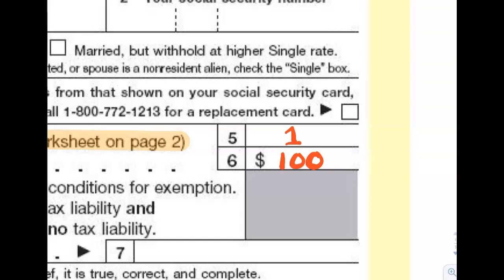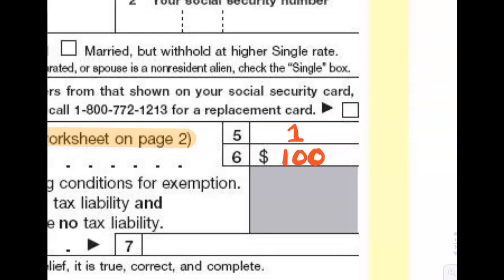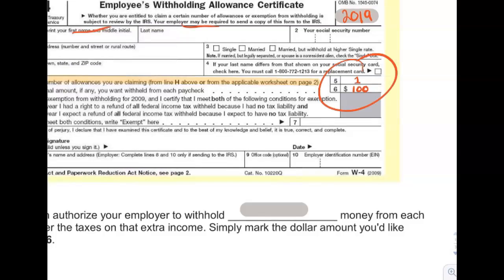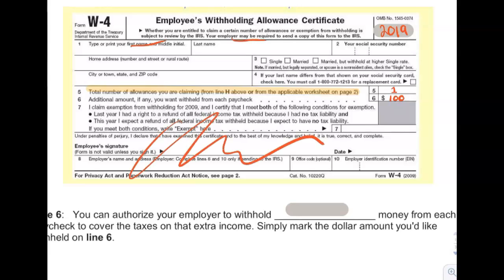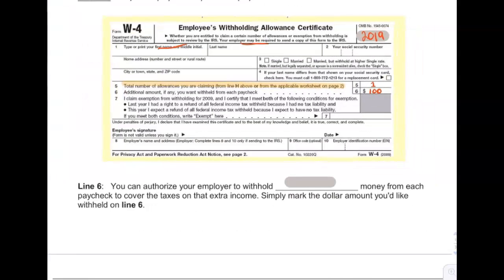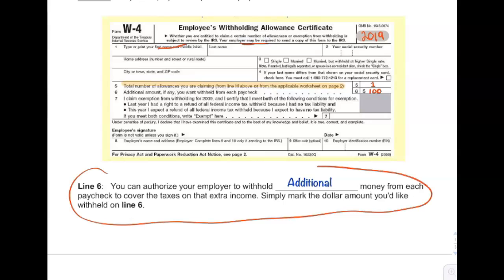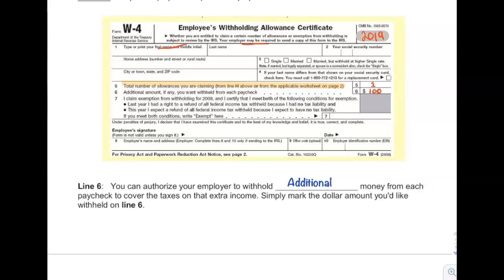And at the end of the year, which just happened, when I file my taxes, hopefully that was 100 times 26 paychecks. So I had $2,600 more taken out this year. Hopefully that's enough to cover it. So you've got to keep an eye on this as you get older and your income changes. And then you sign it, date it, and it becomes official. And that's what I just talked about was right here. You can authorize your employer to withhold an additional amount from each paycheck to cover the taxes.